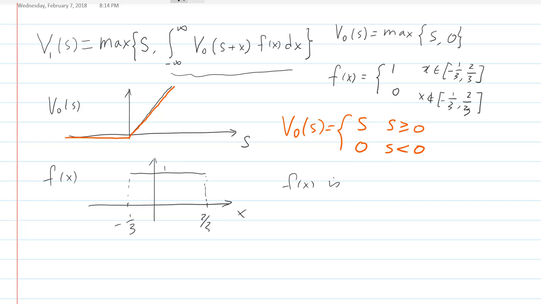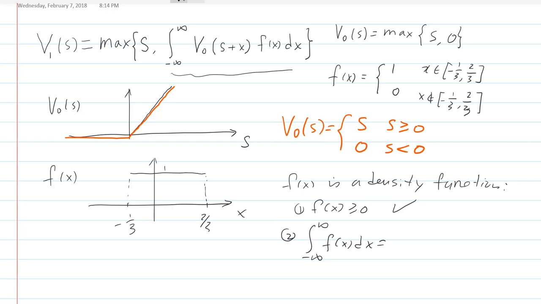F of x is a density function, we know. We only need to verify two things on the density function over here. Number one, f of x is bigger than or equal to 0. Surely it is true, right? Second, when you integrate the function from negative infinity to positive infinity, this should be equal to 1, and we can easily check that's because this area over here is 1, and so that means it's a density function.